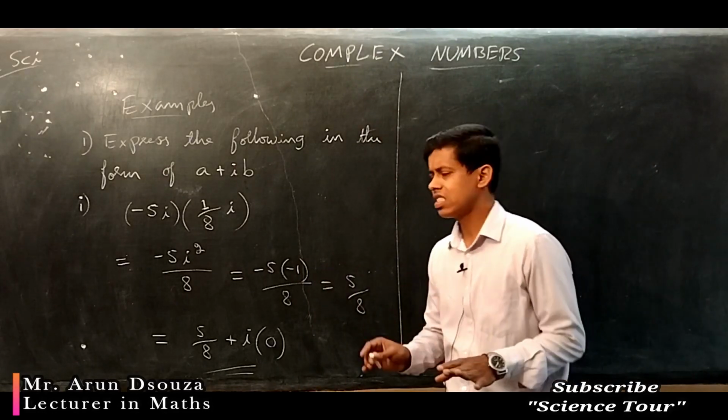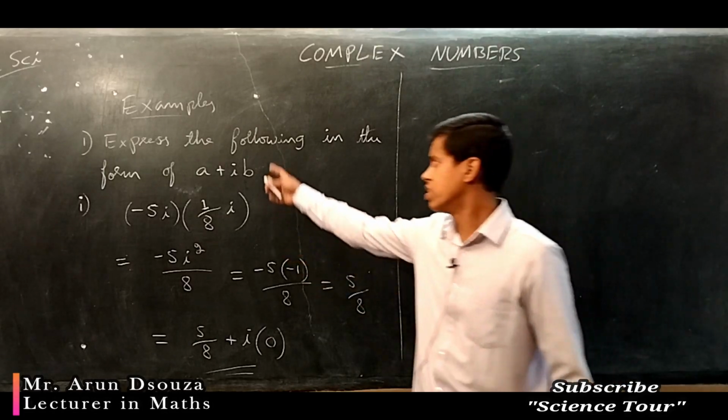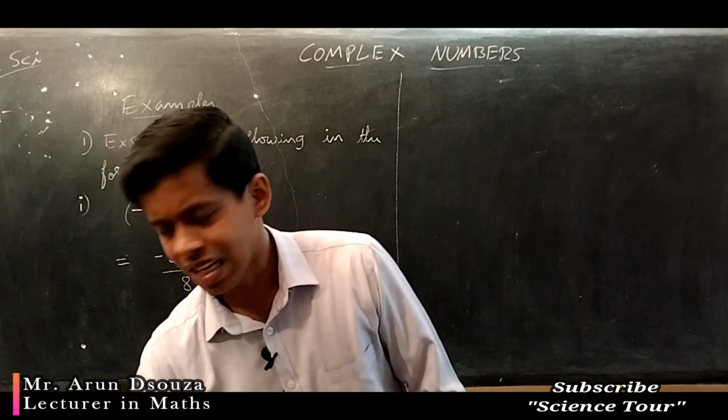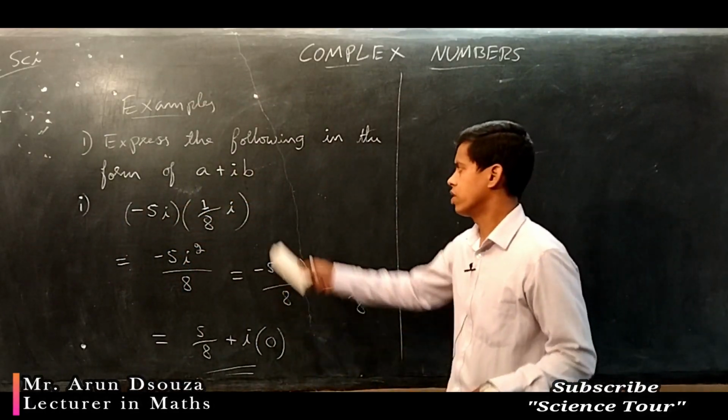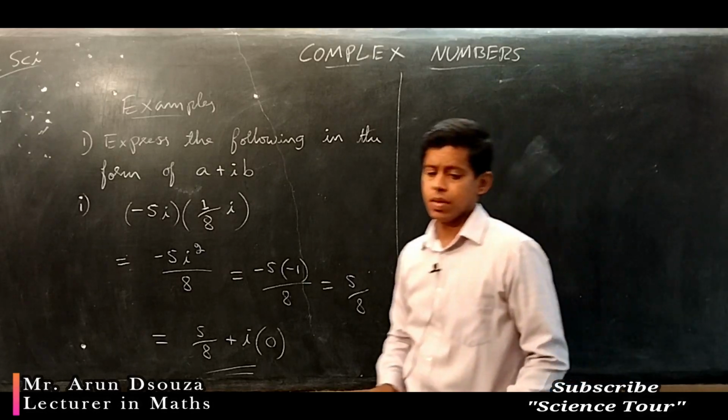This is the simplest problem and the easiest one. You will get a question of this sort in the exam. It may not be as simple as this, but you will get a question where you have to write that in the form of a plus ib.